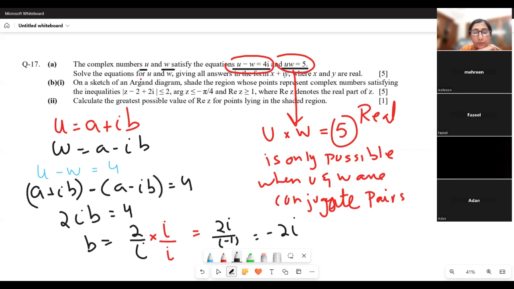Something went wrong. Let me just quickly recheck. a plus iota b minus a minus iota b is equal to 4 iota. I have missed an iota here.